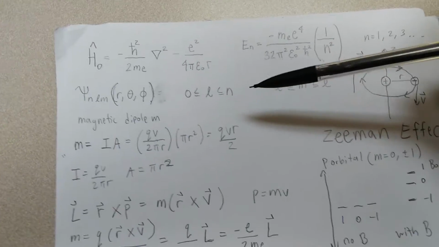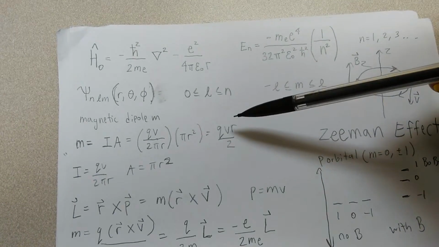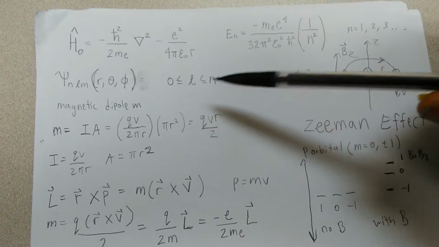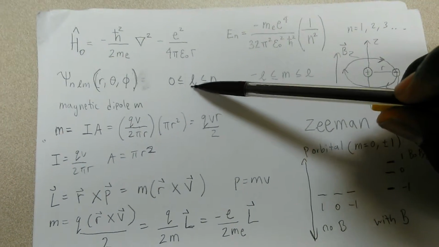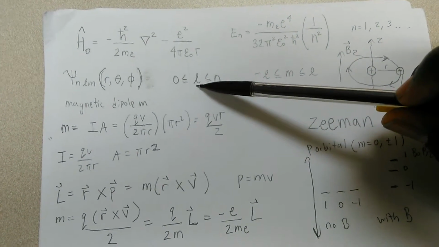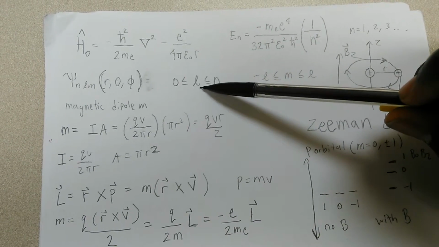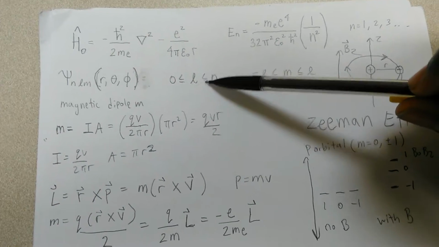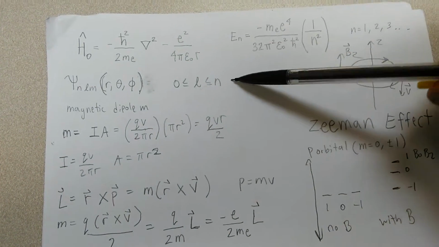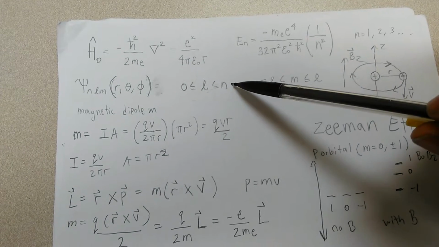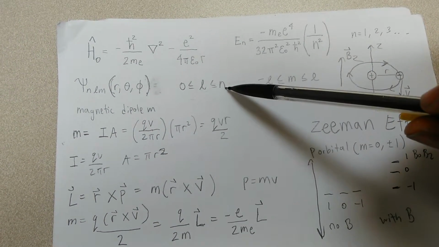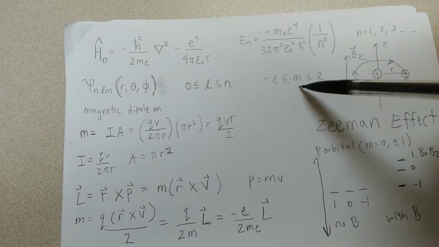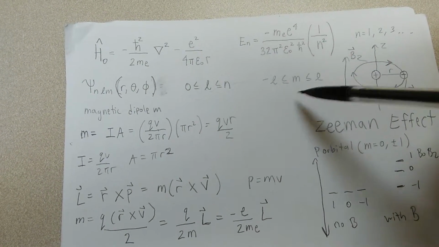So if I separate r, theta, and phi and use boundary conditions, I get the quantum number L, which stands for the angular momentum quantum number, and it goes from 0 to n, where n is the principal quantum number, which dictates what the energy of the system would be, and m is the z component of angular momentum.